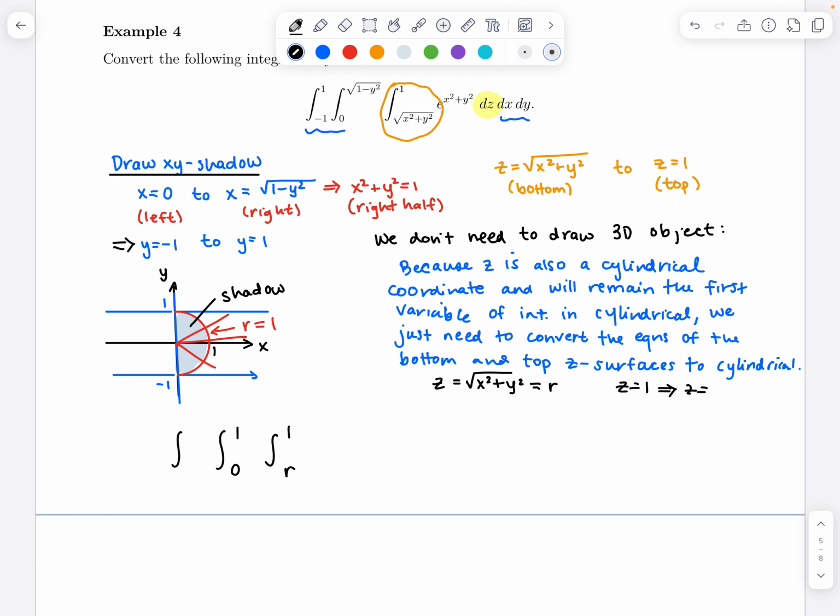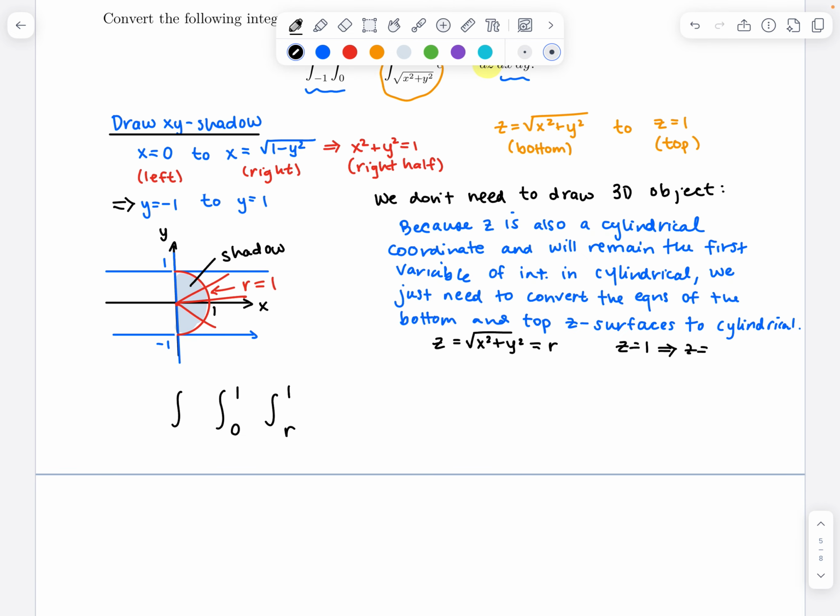And then my bounds are going to be what theta values do I range between as I rotate counterclockwise through my region. My clockwise most angle is down here, and then I am going to rotate through my region. So I'm going to go from negative pi over 2 to pi over 2, just rotating from the fourth quadrant up into the first quadrant.